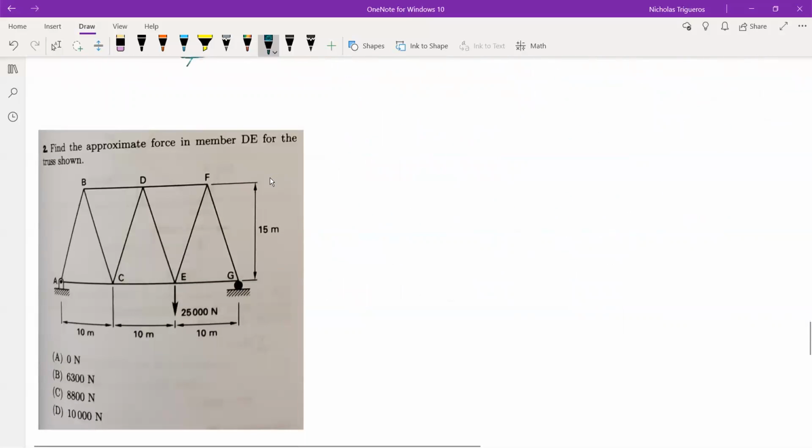We have another truss here. Force in member DE.